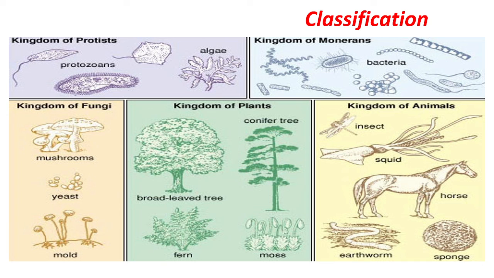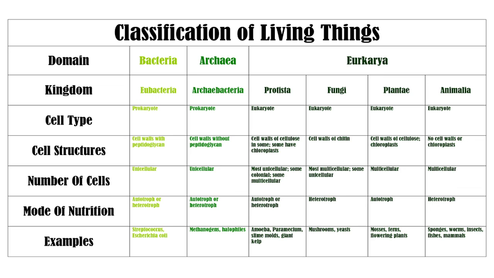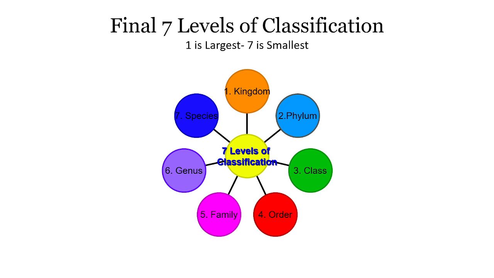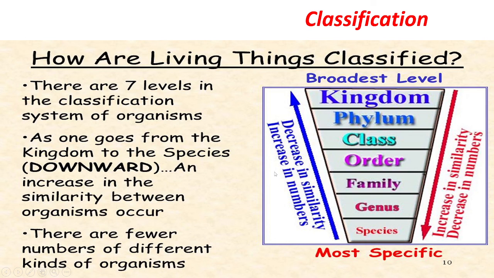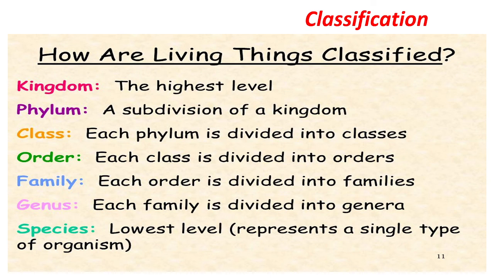So we have classified all the organisms, living creatures, within these 5 kingdoms, and ultimately we go up to the species level. In the final 7-level classification, the first is the largest and the seventh is the smallest. First of all, we start with the kingdom, phylum, class, order. Even under class, there is a subclass. After that, the order, suborder, family, genus, species. Likewise, this 7-level classification system we generally apply.